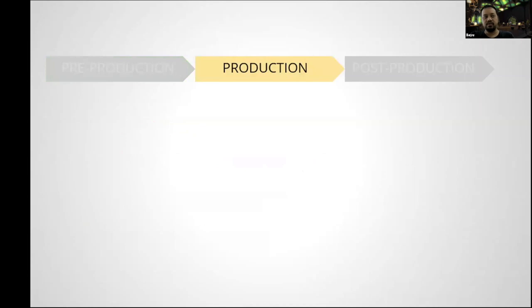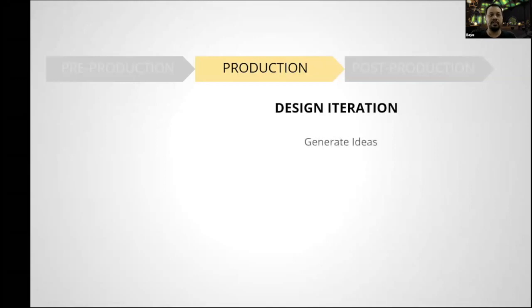And then we move on to production. So we have what we call a design iteration. This is similar to what I showed you before, where you start by generating ideas, then you formalize ideas using either a physical prototype or a digital prototype. Normally both are fine.